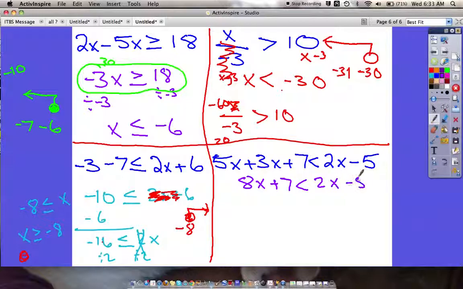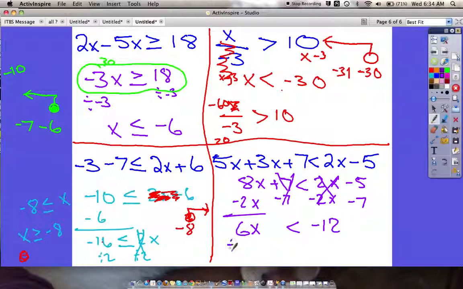Okay, so we're going to have to do a lot of flip-flopping here. So you got some choices. We could start with the x's. We could start with the regular numbers. It really doesn't matter. I'll start with the x's. I'll do minus 2x, minus 2x, 6x, and then here I'll do minus 7, and I'll do minus 7. Put my symbol in there. That would be negative 12.